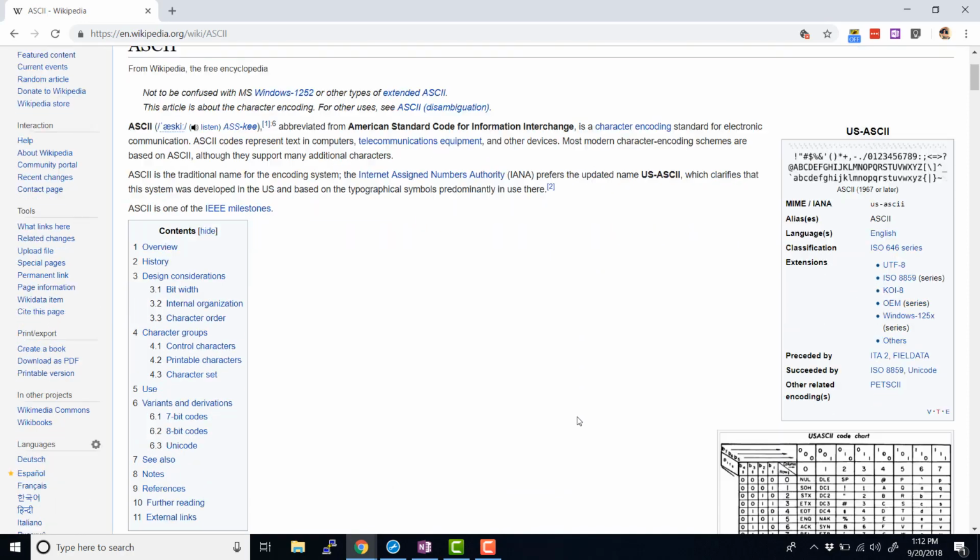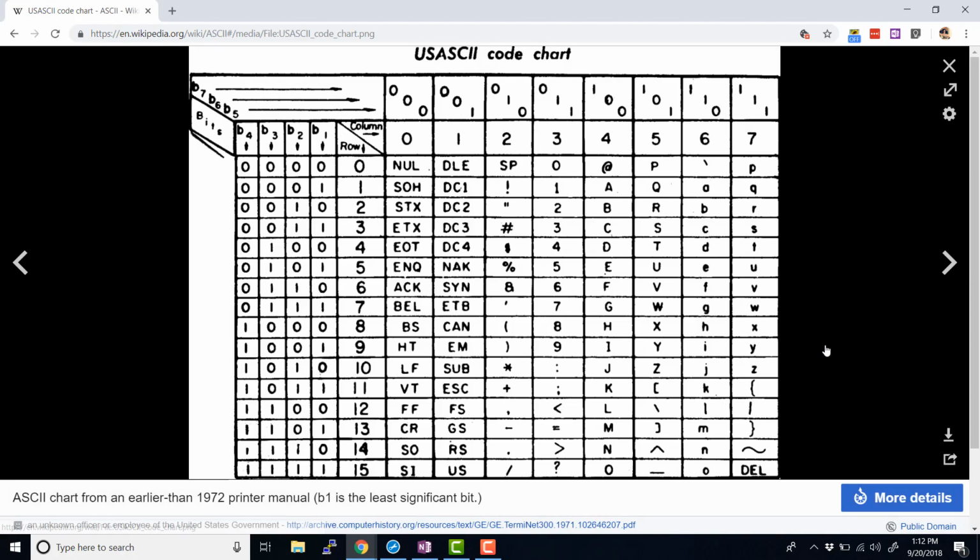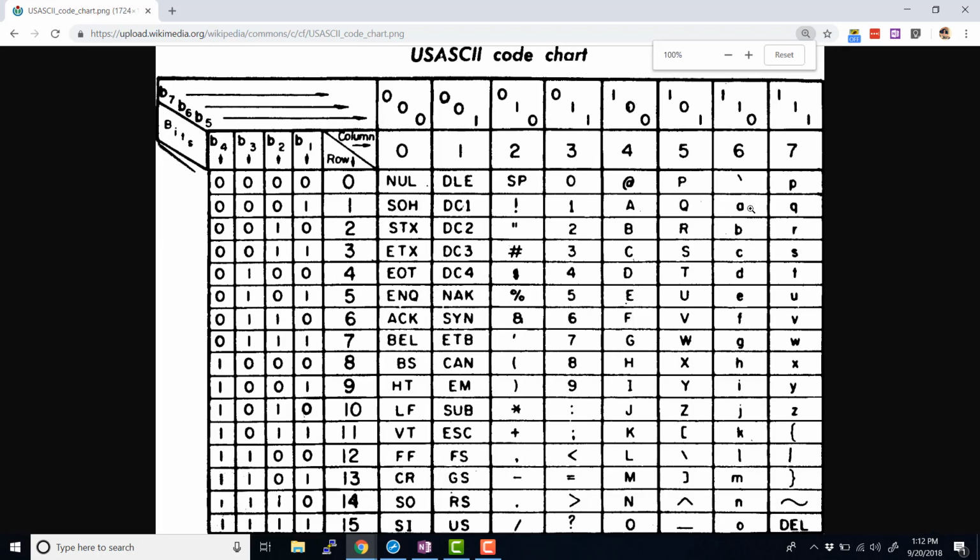So if we go to Wikipedia, we can look up ASCII and see the original ASCII from 72, in fact. And so if I wanted to represent, say, the letter a, I'd go in this chart and say, okay, I want lowercase a, so I'll come over here, look at a and see that the binary representation would be 1100001. That would be the ASCII representation. Or if I wanted to represent, say, the question mark, the question mark down here would be represented in binary by 0111111, 7 bits.